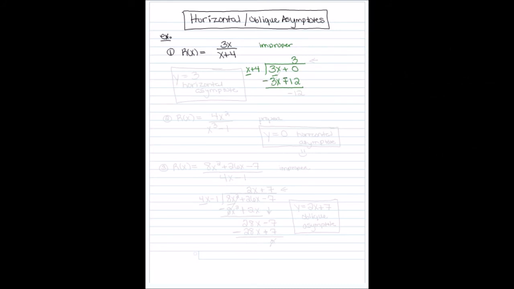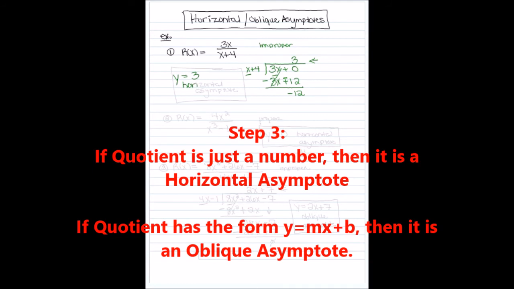So for this particular problem, when I do the long division, I end up getting that my answer is 3. If you look at the top, your quotient is going to be 3, and that is going to be your asymptote. You say y is equal to 3. Now, because I didn't have any variables in my answer, it's considered to be a horizontal asymptote. Y equals 3.